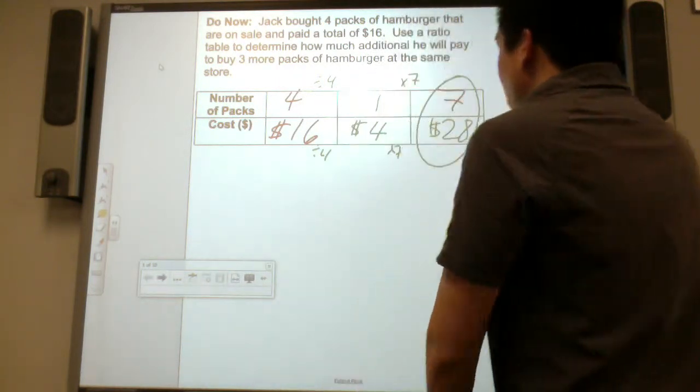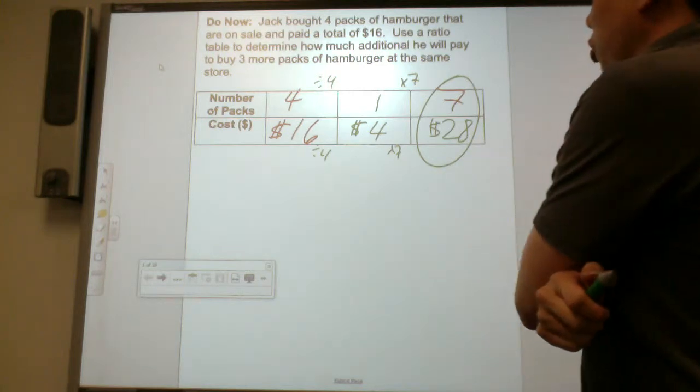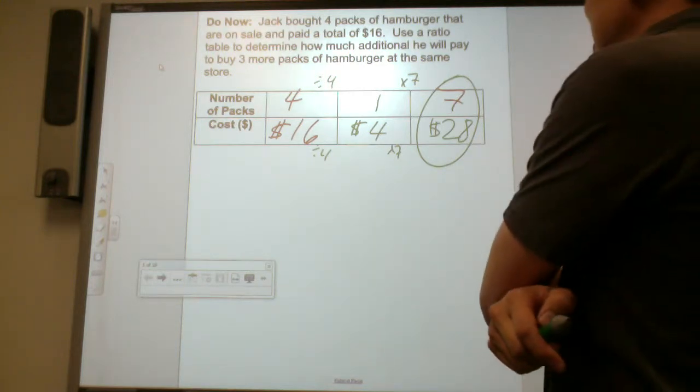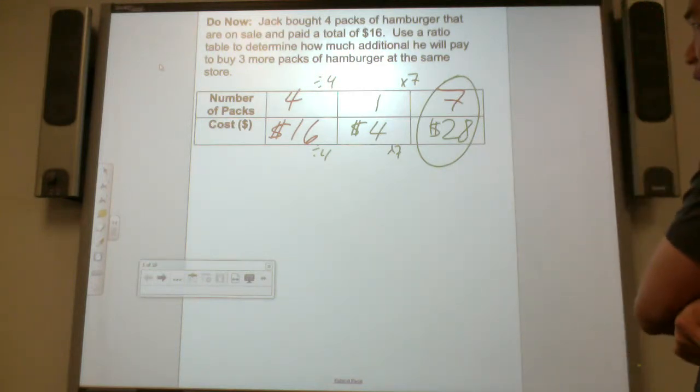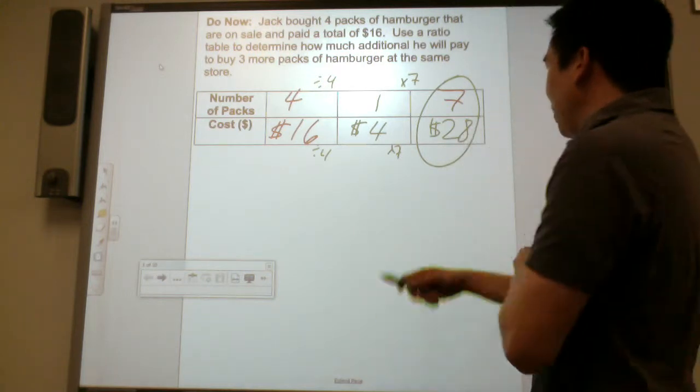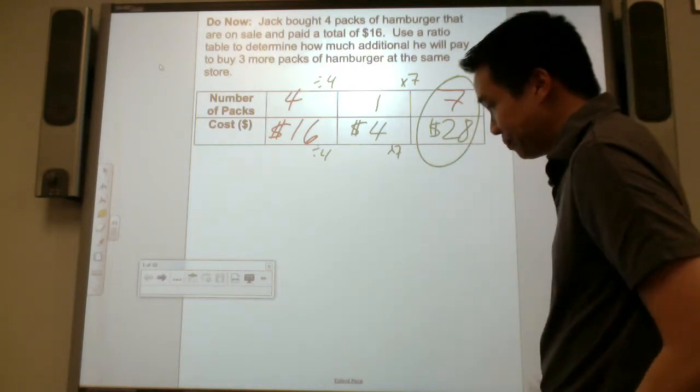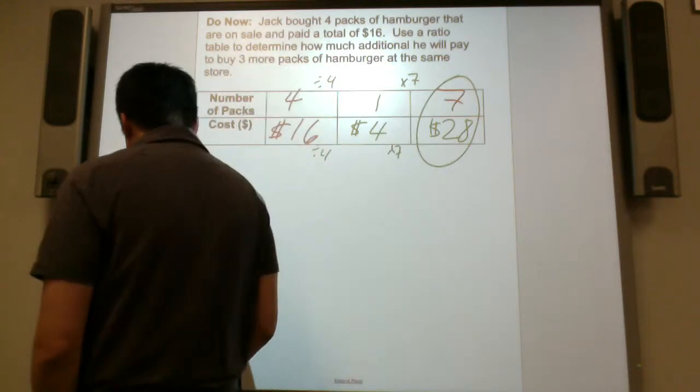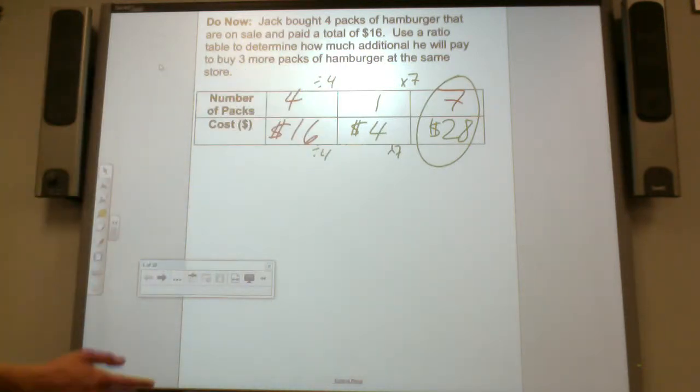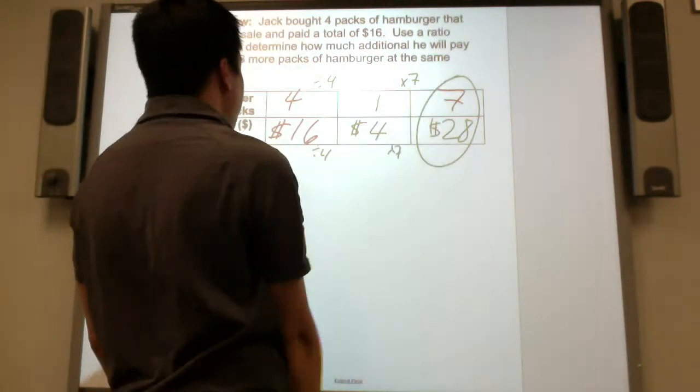7 packs cost $28. So use a table to determine how much additional he will pay to buy 3 more packs. So if he wants to buy 3 more packs, 7 packs, he pays $28 for it. So the additional amount is he pays $12 more to get this.